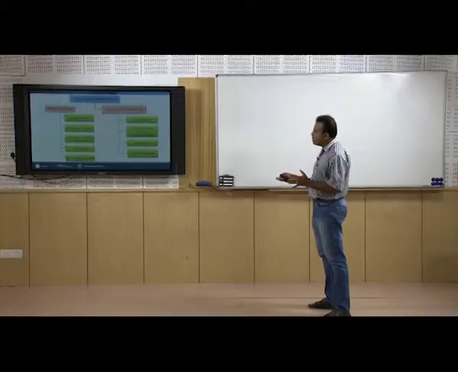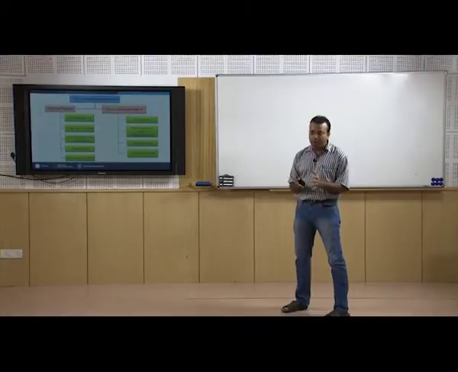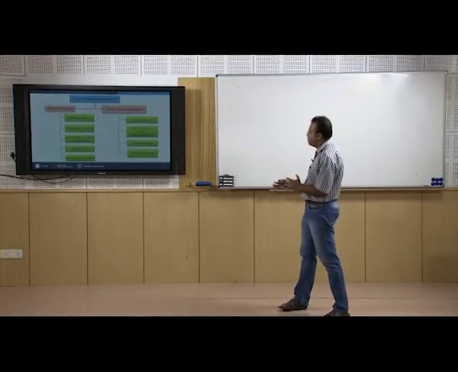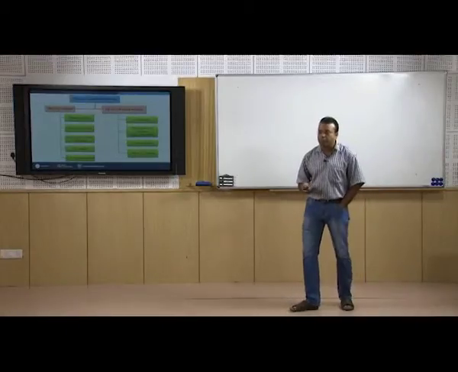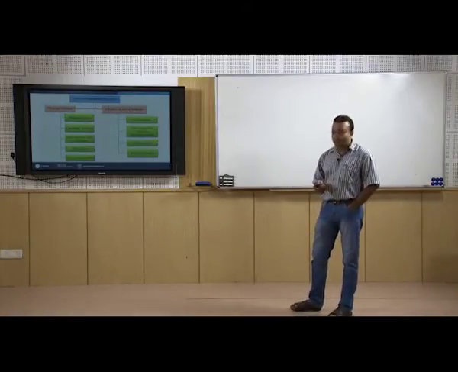So the process is divided into two parts: one is called the physical methods, another one is called the physico-chemical methods. In the physical methods we are going to discuss the vibrational nozzle, centrifugal extrusion, spray drying and spray congealing, then pan coating and air suspension methods. And physico-chemical methods, where we are talking about coacervation, then supercritical carbon dioxide assisted microencapsulation, polymerization and solvent evaporation. So these are all the different processes by which we can do microencapsulation.